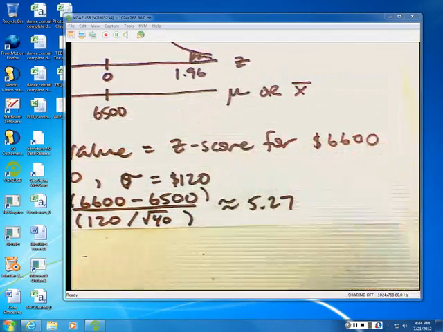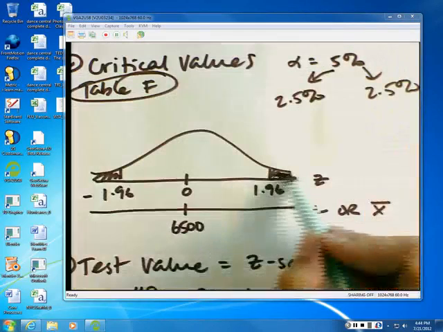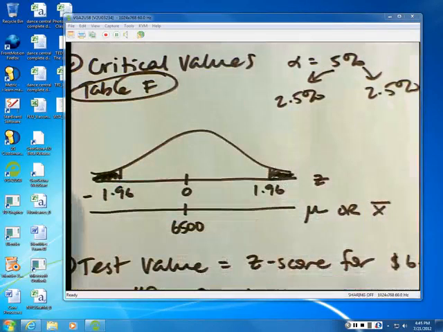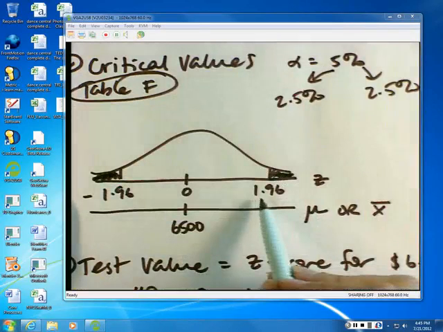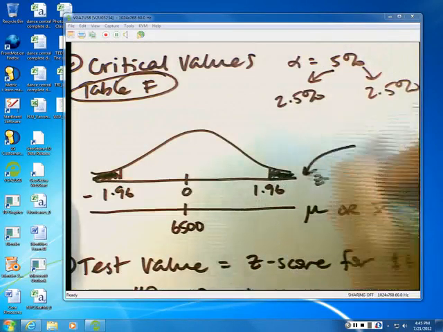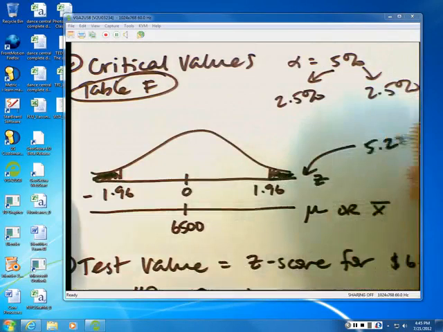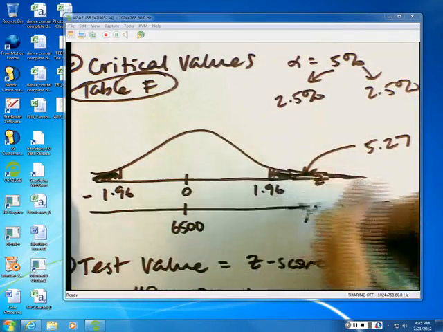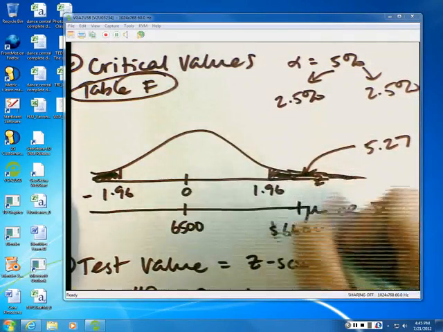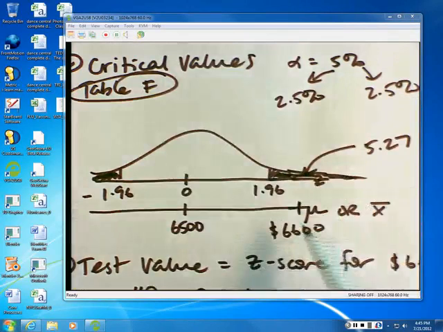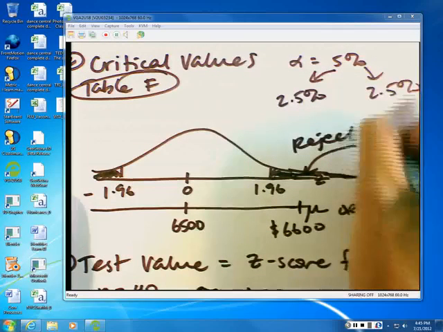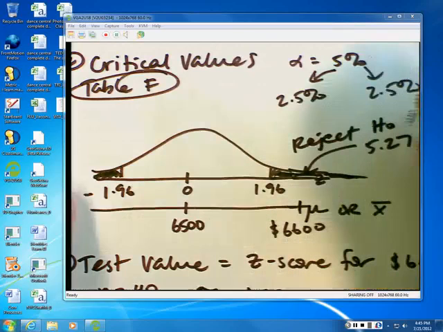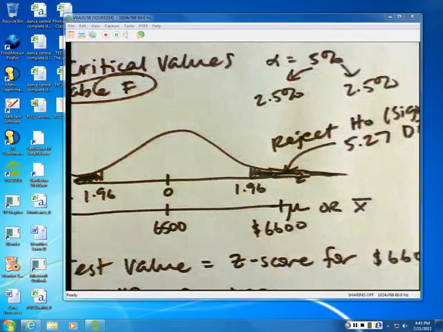We said, based on 2.5% here and 2.5% there, that I was significant at z-scores starting at 1.96. My z-score is way the heck over here at 5.27. So I land well within my rejection region. So here's 6,600. So I called that the rejection region, which means we're rejecting the null hypothesis. This is where it's significantly different. In this case, significantly higher. So I'm landing in that significance region.